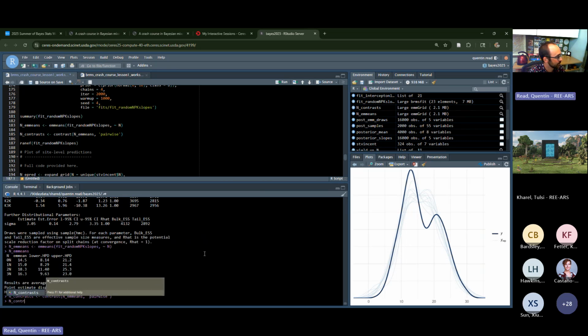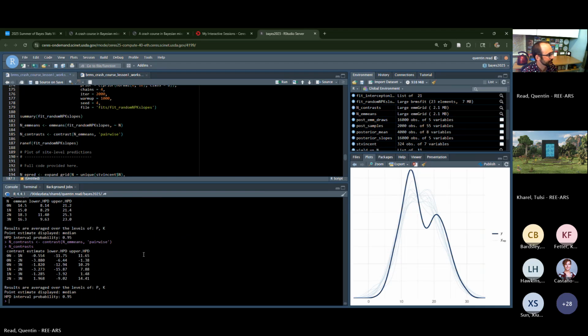N_contrasts. If I type that in my console, you can see now there's a much wider credible interval on those differences as well. Many of them are going from very negative to very positive. So there's sort of equal evidence for negative and positive effects. So we can't really say one way or the other there.